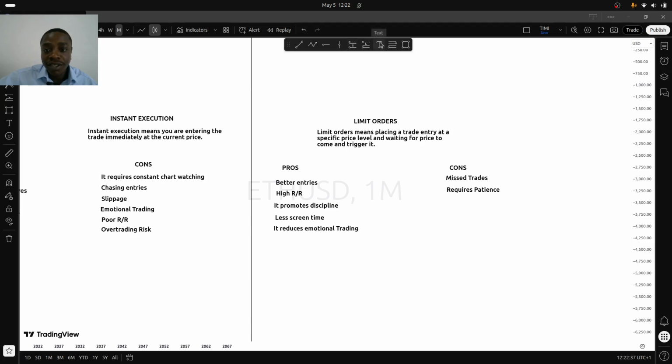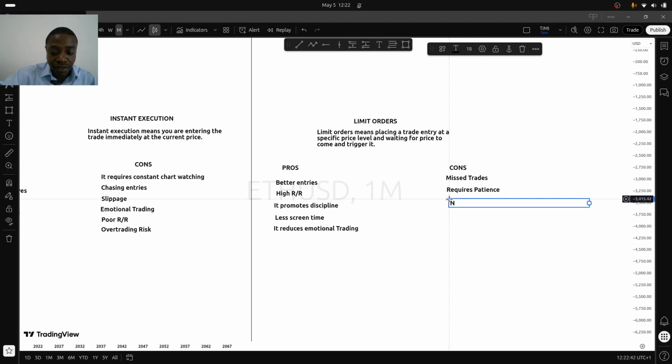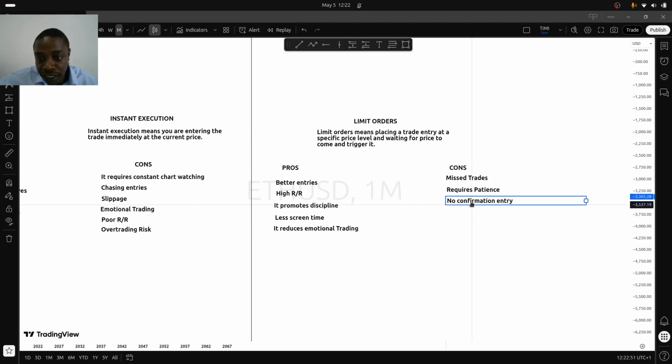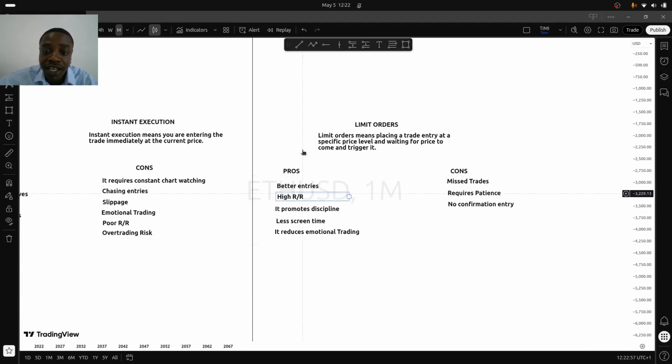Another con of limit orders is no confirmation entry. This one also depends on your trading model, right? If you have an entry model where you wait for confirmation, using limit orders, you won't wait for confirmation anymore, because you just place the limit and leave. Price will come there and do whatever it wants to do. So no confirmation entries, unlike instant execution, where you wait for price to come to your POI, tap it, and do whatever you always want to see before you go into the trade.